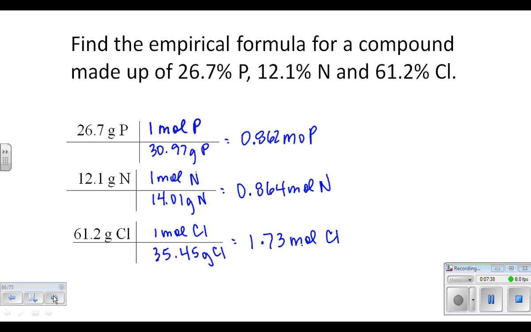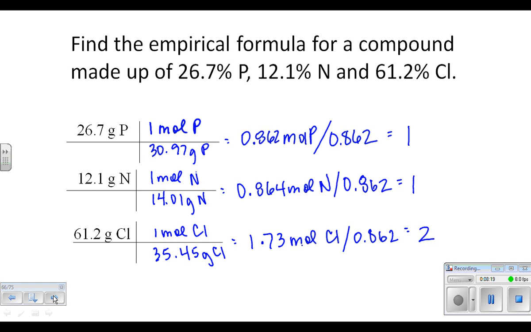Okay, so my smallest one is my 0.862. So I would divide everybody by 0.862, which would give me 1 for phosphorus. Then 0.864 divided by 0.862 is going to give me 1.00, so roughly 1, rounded. And 1.73 divided by 0.862 would give me 2.